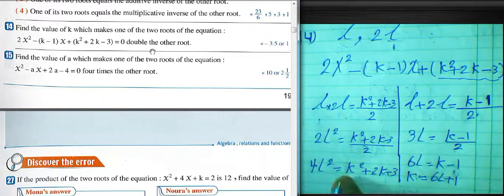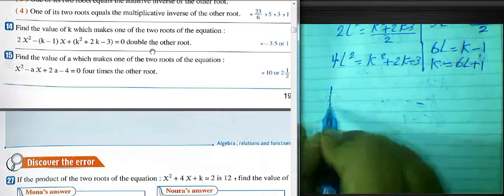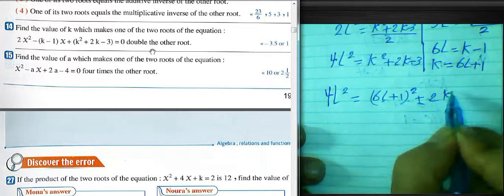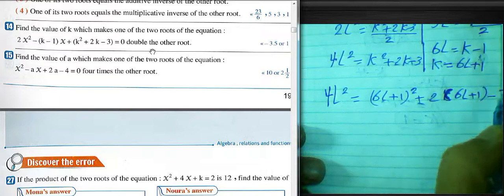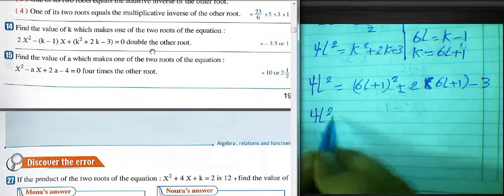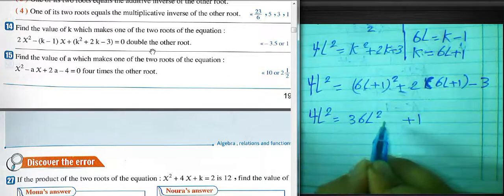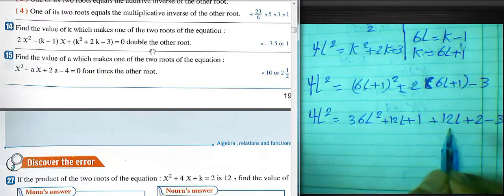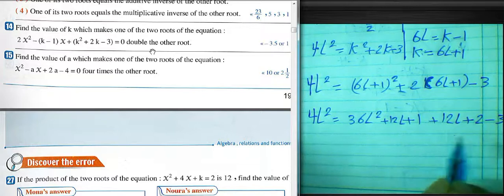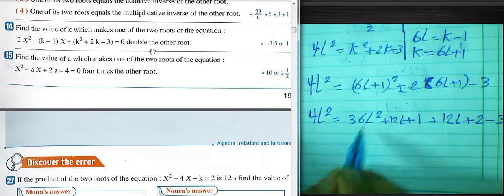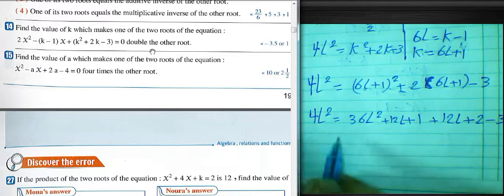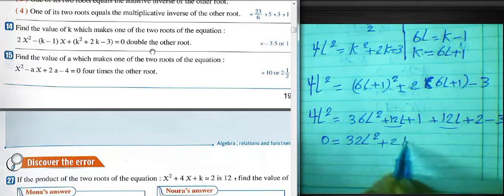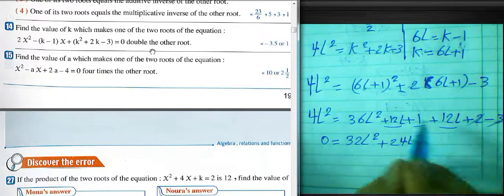We will write k in this equation. 4L power 2 equals (6L plus 1) power 2 plus 2k, where k we let be 6L plus 1, subtract 3. 4L power 2 equals 36L power 2 plus 1 plus 12L, plus 12L plus 2 subtract 3. We can simplify it. Moving 4L power 2 here, 36 subtract 4 equals 32L power 2, 12L and 12L equals 24L, 1 plus 2 equals 3, 3 minus 3 equals 0.